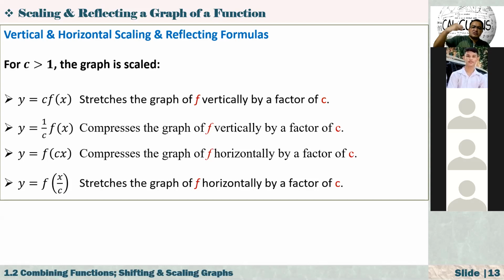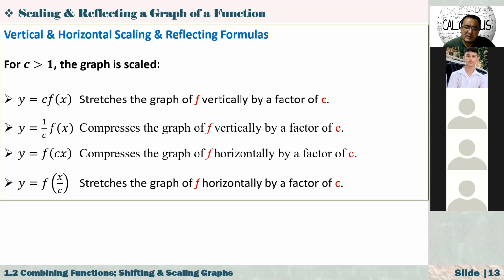Stretch means that our function gets longer. And how about multiplying by 1 over c? Since c is greater than 1, 1 over c is less than 1 and greater than 0, so that compresses the graph of f vertically by a factor of c. In this way, how about if you multiply the independent variable by c and divide by c? The first one compresses the graph of f horizontally by a factor of c, and the second one stretches the graph of f horizontally by a factor of c.